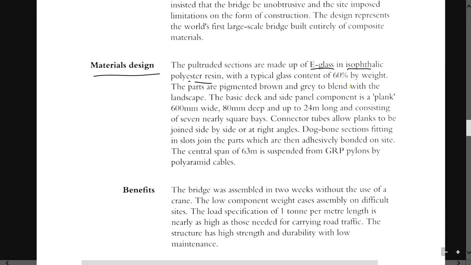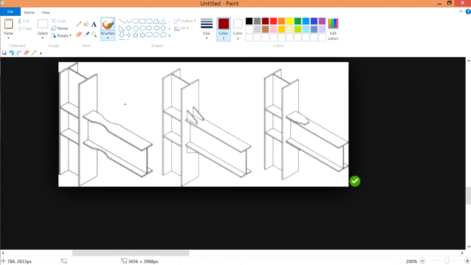And dog bone section. Wow, let's see. Here, this is the dog bone section. I don't know which section. This is the H beam, I know. Okay, or some cross sectional. And over here, oh, okay, this is the dog bone, I think.